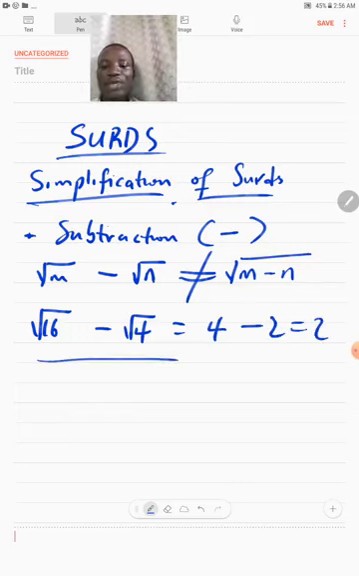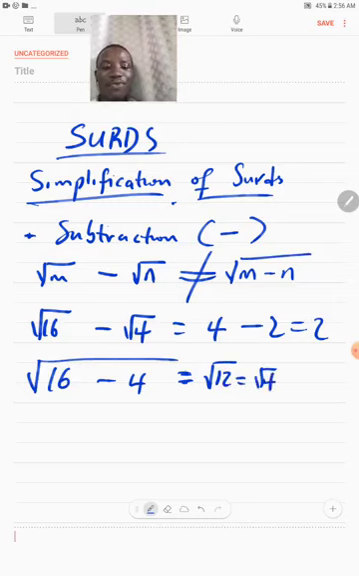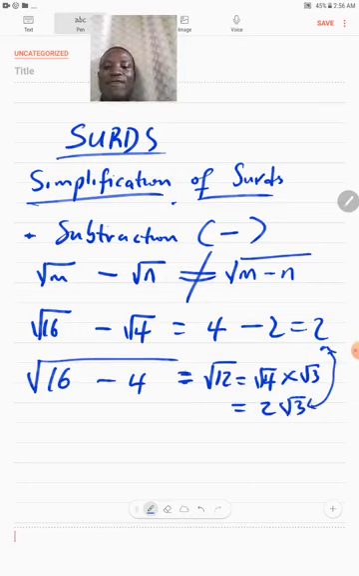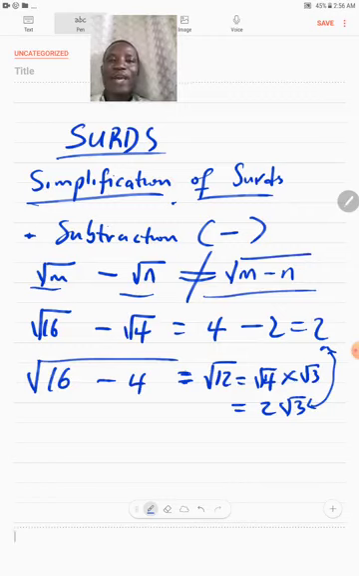Let's treat it together now. Root of 16 minus 4 will give me root 12. Root 12 is never equal to 2 because I can separate this into root 4 times root 3, and this will give me 2 root 3. 2 root 3 is never the same as what? 2. Therefore, we say that root m minus root n is not equal to root of m minus n.